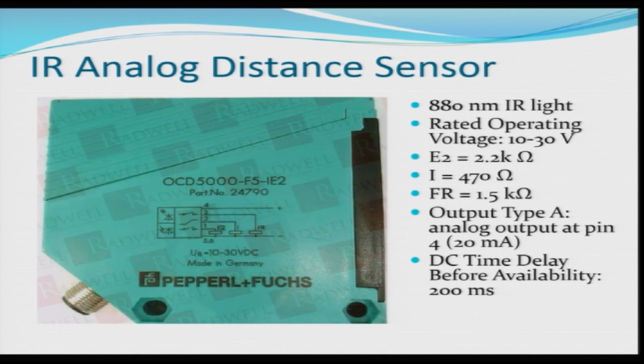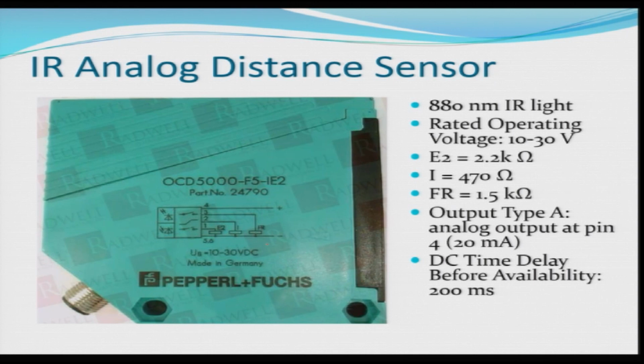In the second experiment, we will be using this OCD 5000 Pepperl+Fuchs sensor and receiver assembly. This is an analog distance sensor. It works at a wavelength of 880 nanometers, and the rated voltage is 10 to 30 volts. A few resistances are needed to make the sensor operate, so we have connected 3 resistances as shown here. Output is available at pin number 4 with respect to ground.